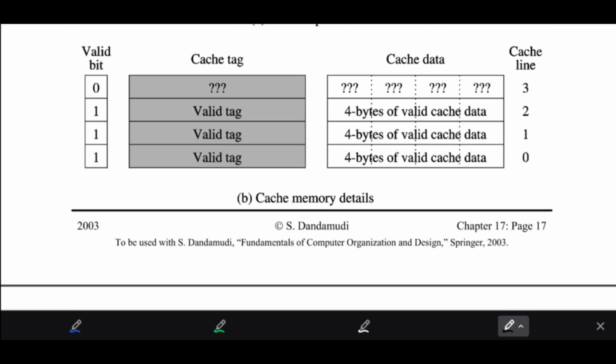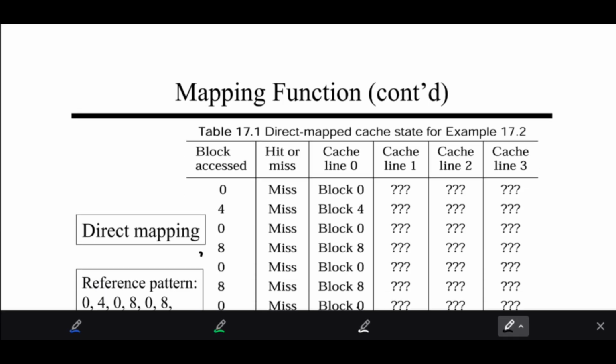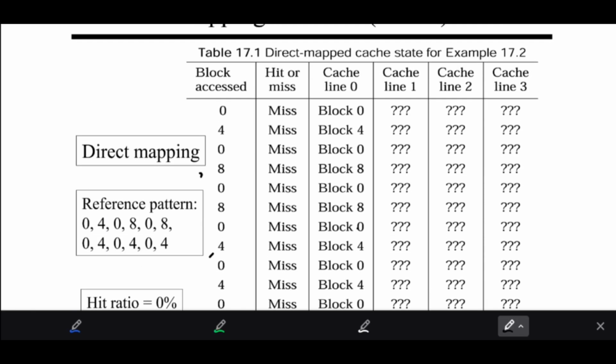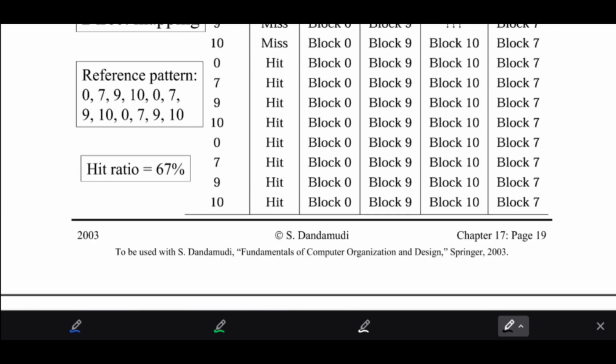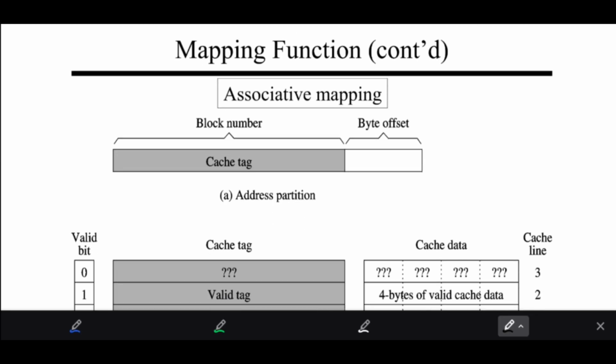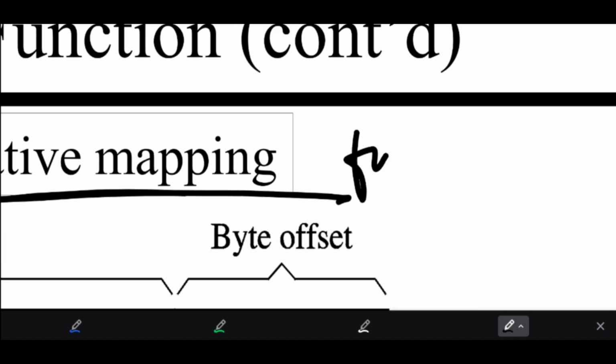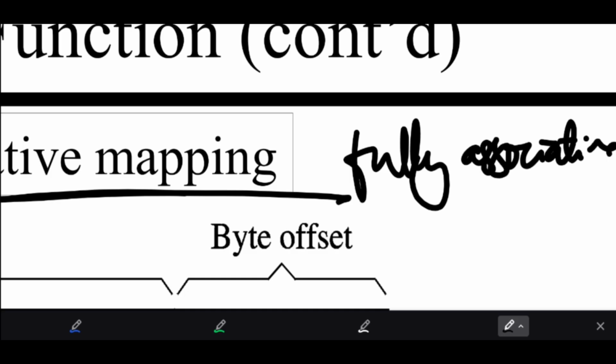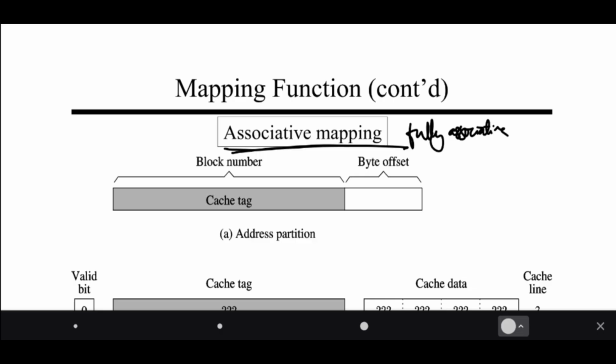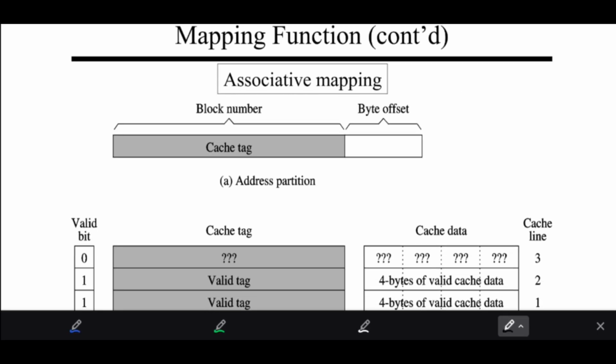This is our direct mapping, all about the direct mapping. There are some examples we have already discussed. And this is our associative mapping, also called fully associative mapping. What is here? A cache tag and byte offset.